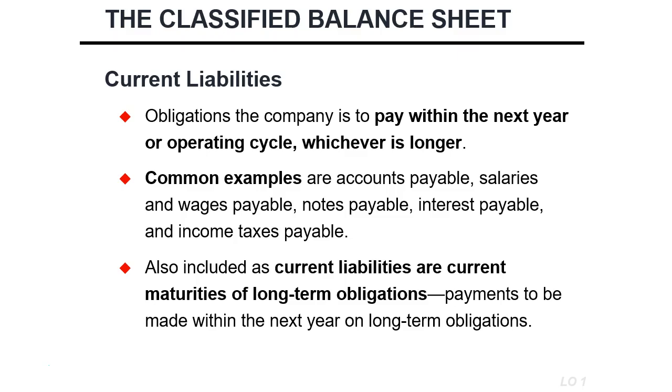Again, if the debt due date is within 1 year from your balance sheet date, typically we're going to record it as a current liability on the classified balance sheet. Examples are items such as accounts payable, salary and wages payable, notes payable, income taxes payable. Typically, these are liability accounts that are going to be due within 1 year from your balance sheet date.